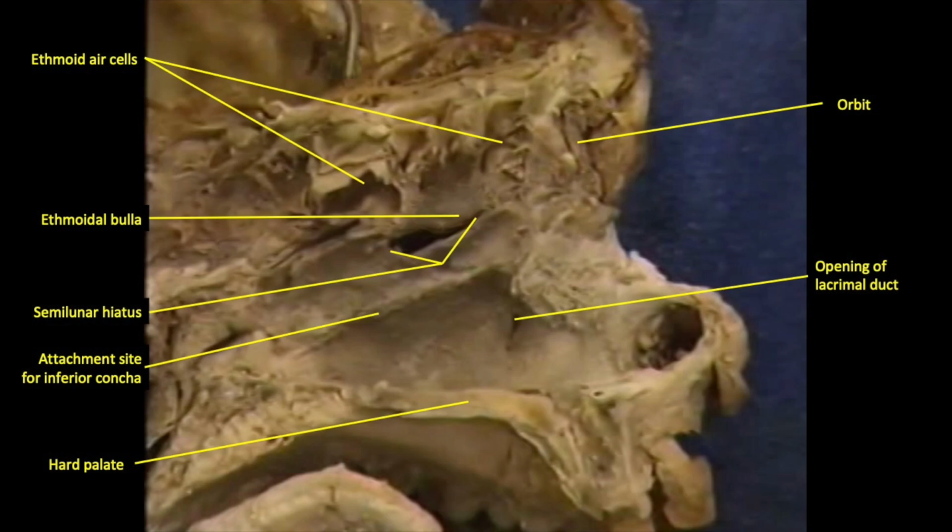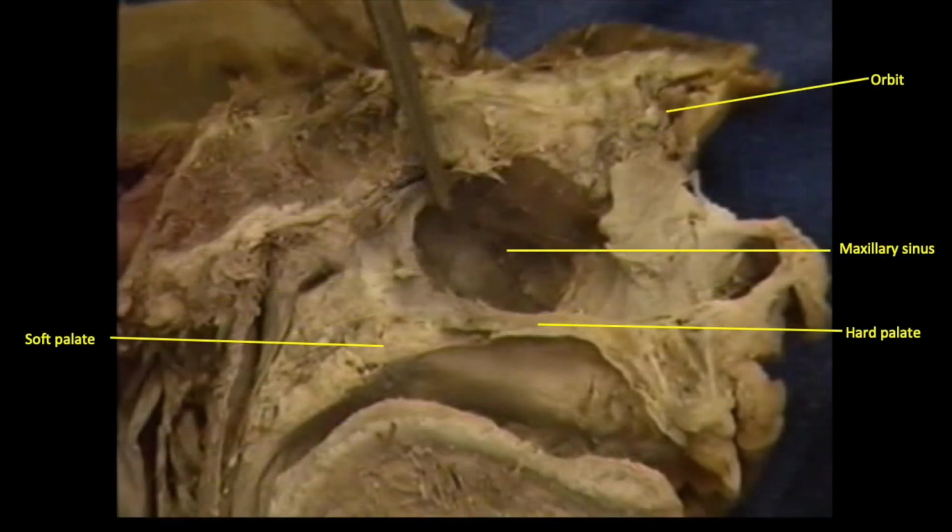The opening for drainage of the maxillary sinus is within the semilunar hiatus and is located high relative to the sinus, which can impede sinus drainage. To enable better drainage, surgeons may make an additional drainage port lower on the sinus wall. Further dissection into the lateral wall of the nasal cavity leads to the maxillary sinus.